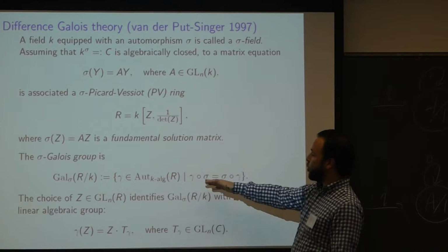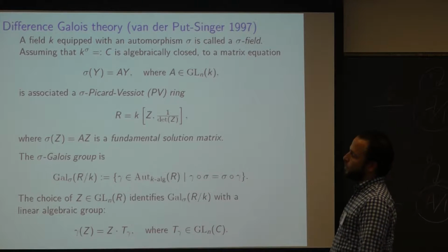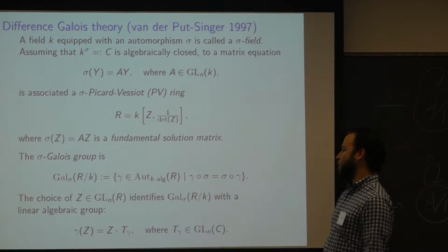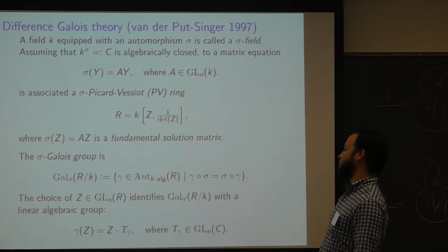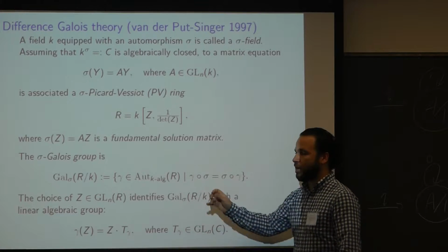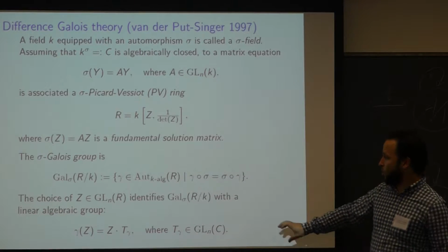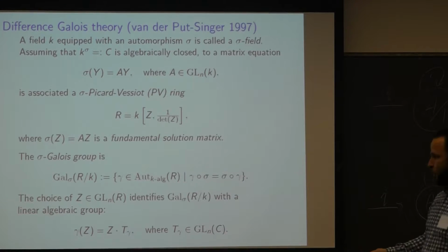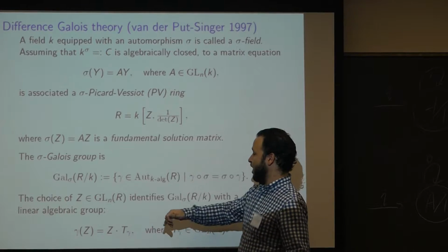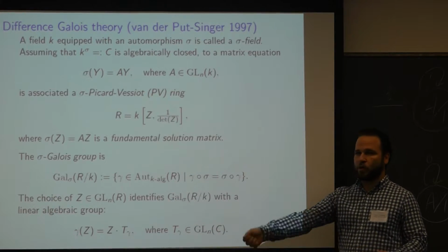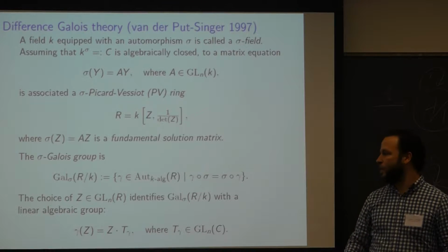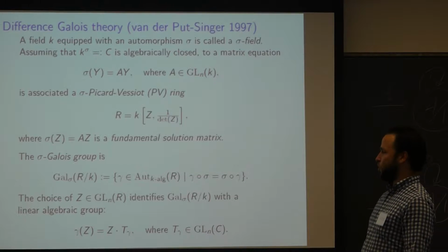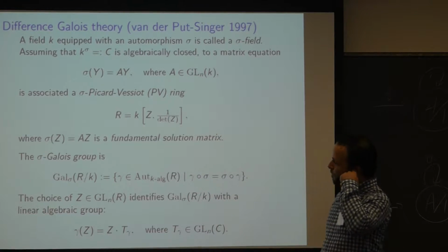Then given this ring, you can associate to it its group of automorphisms as a K-algebra. You only want the automorphisms that respect the difference structure. So these are the automorphisms where any element in R, if it satisfies some kind of sigma relation, then the automorphism takes it to another solution of that relation. This is how the Galois group captures all the algebraic information about solutions.